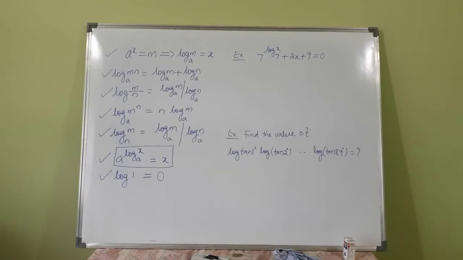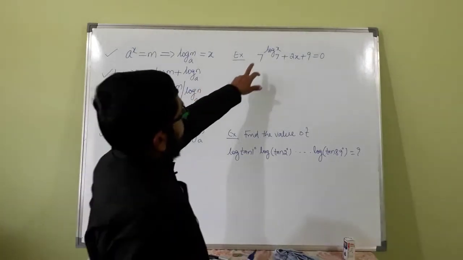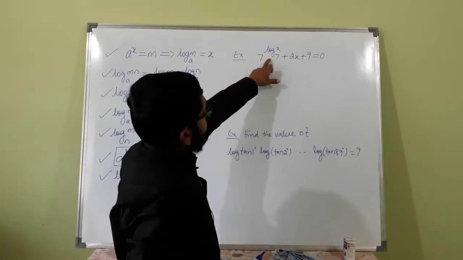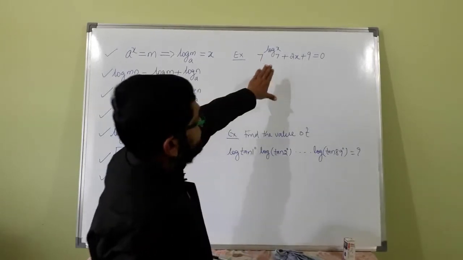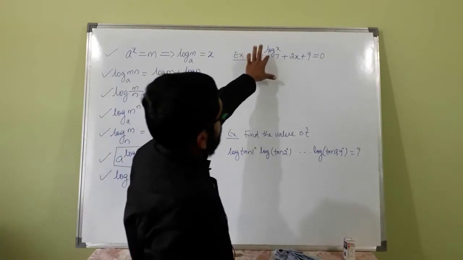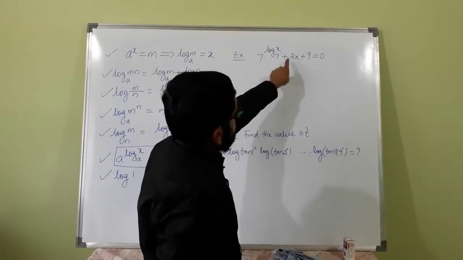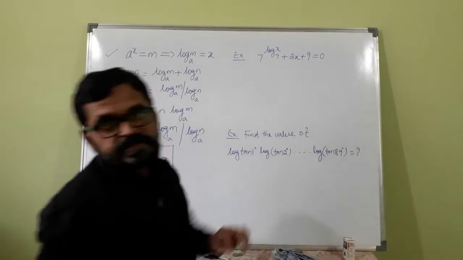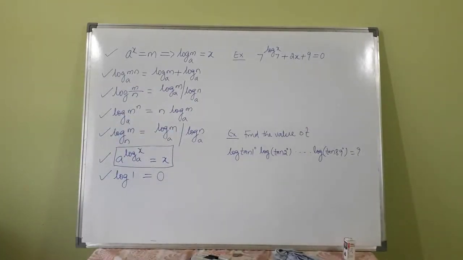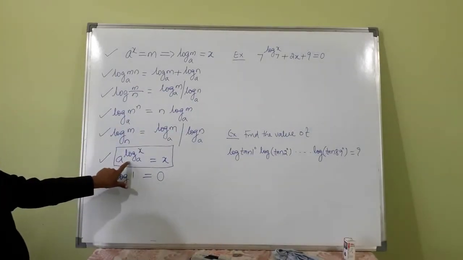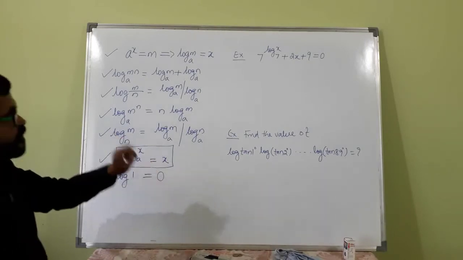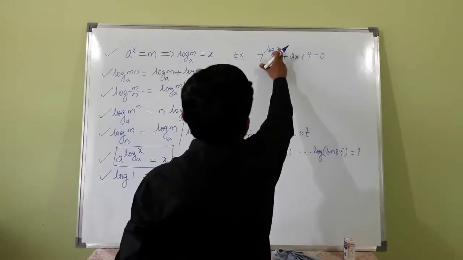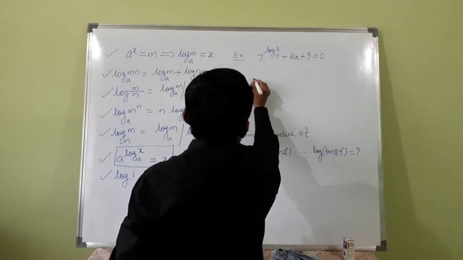Okay, let us consider another two examples. Suppose 7 to the power log x to the base 7 plus 2x plus 9 is equal to 0. Okay, 7 not 7 into. You have to use this result here: a to the power log x to the base a is equal to x. Similarly, 7 to the power log x to the base 7 is equal to x.